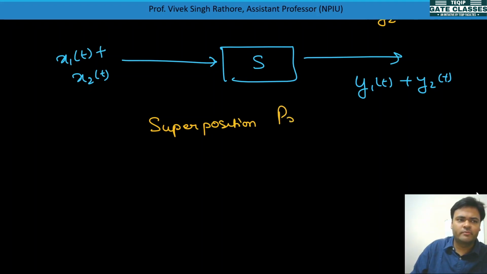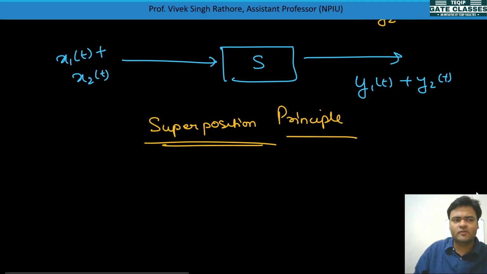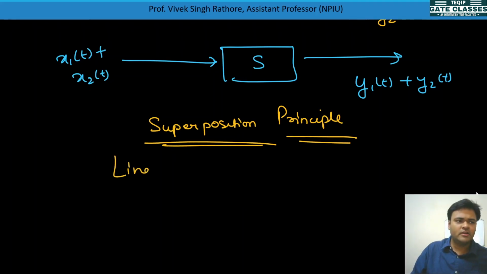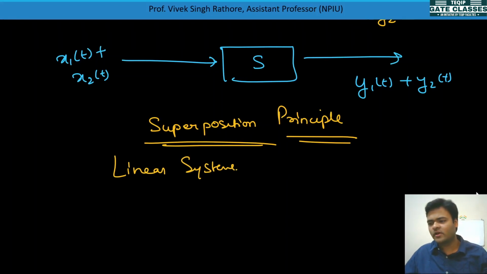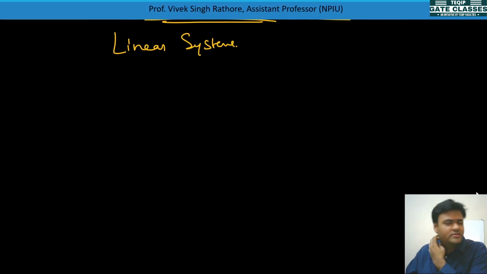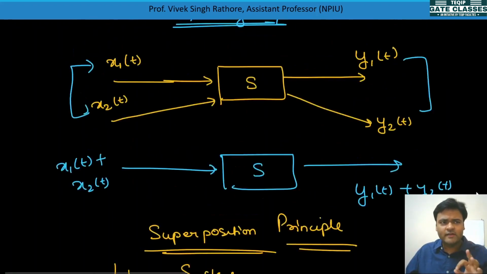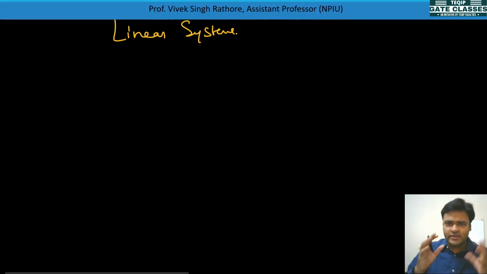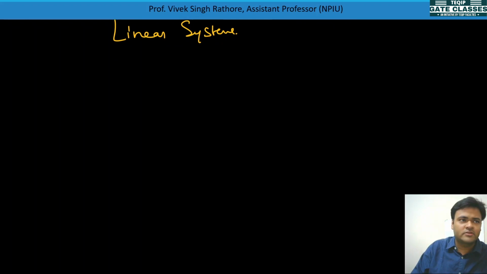This satisfies the superposition principle, and those systems which satisfy both principles are said to be linear systems. If it does not verify at least one of the principles, or both, the system is called a non-linear system. So it should satisfy both principles to be linear. Okay, so let's take some examples and we can understand how linearity and non-linearity work.